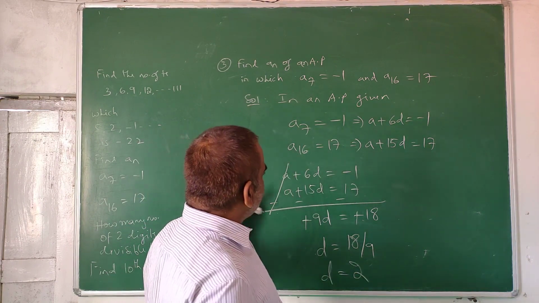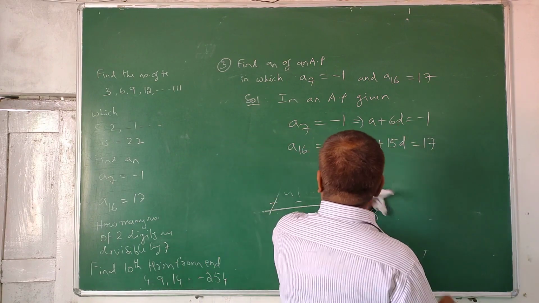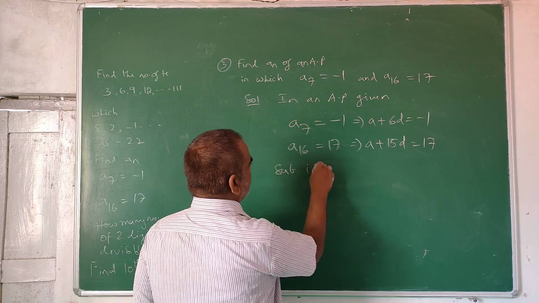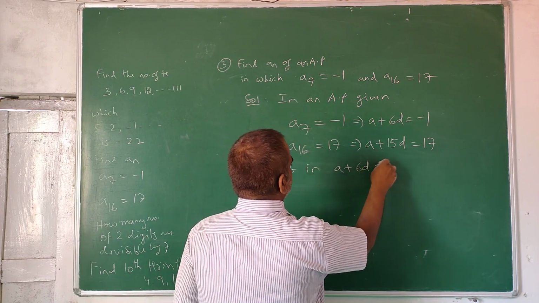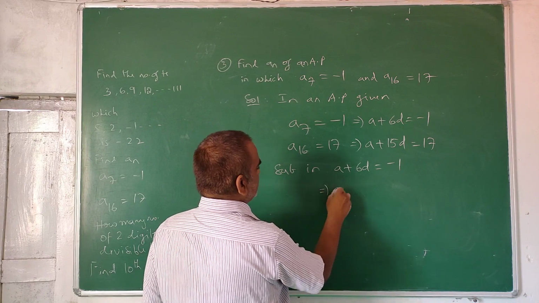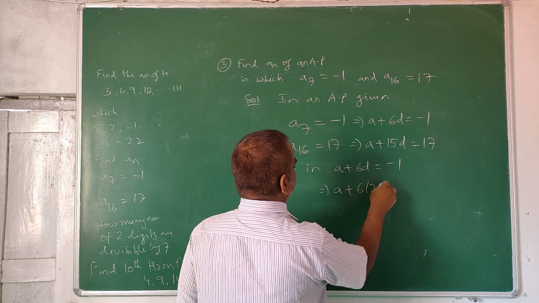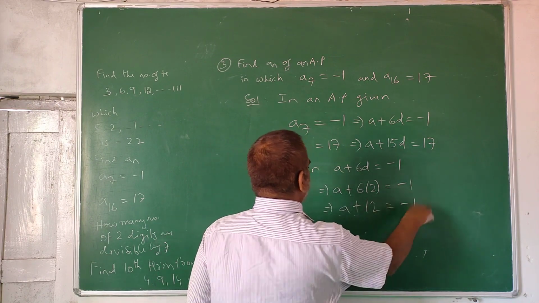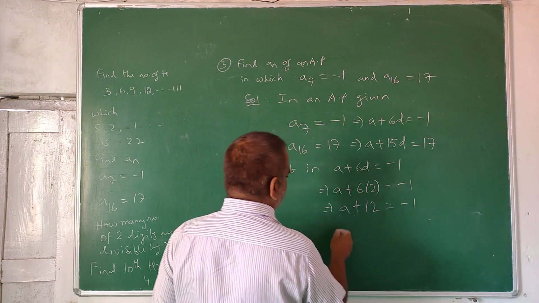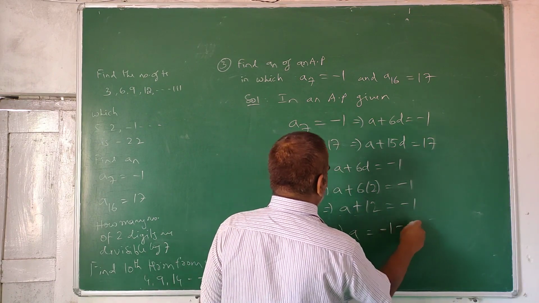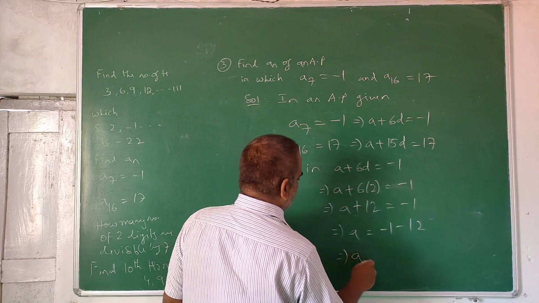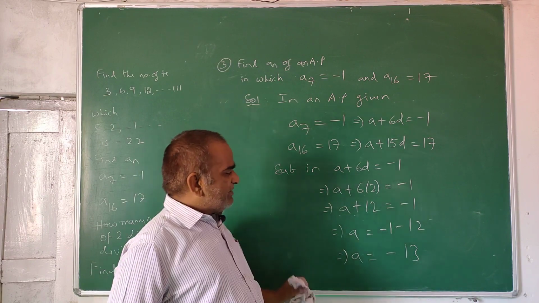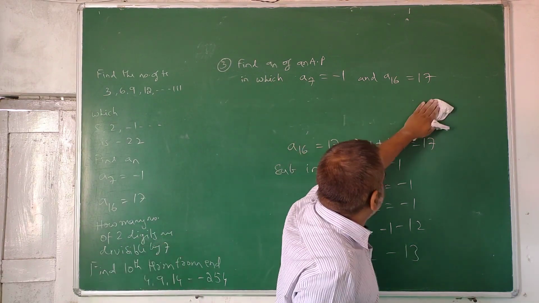Now you substitute this D value 2 in equation 1. Substitute the D value in A plus 6D is equal to minus 1. You got D is 2. So A plus 6 into 2 is equal to minus 1. So A plus 12 is equal to minus 1. This implies A is equal to minus 1 minus 12, which implies A is equal to minus 13. So you got A value minus 13 and D value 2. Now you need to find the nth term.